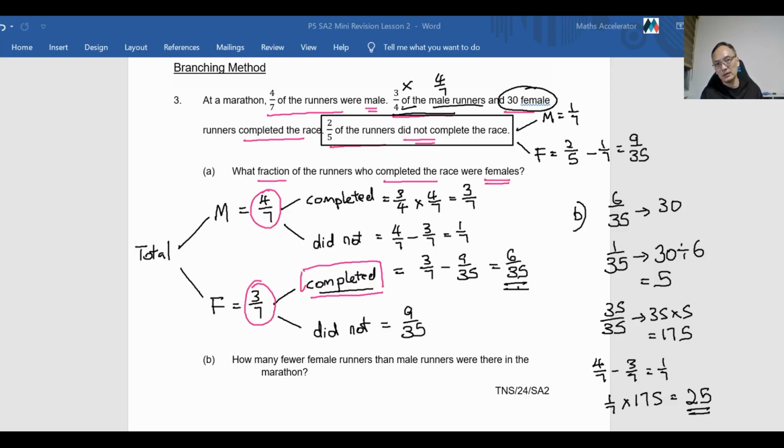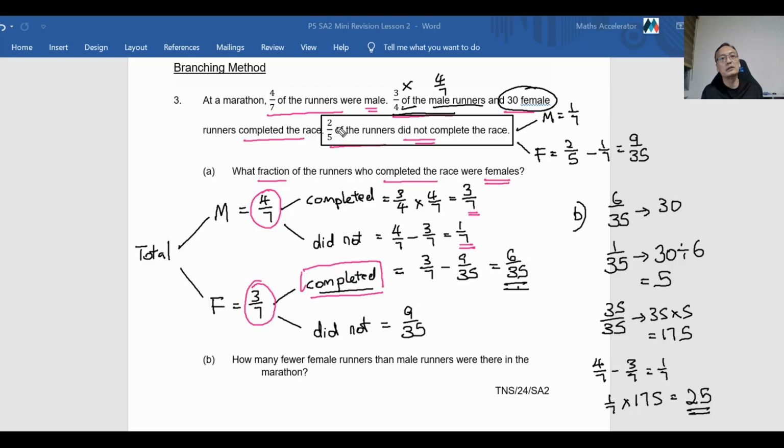So as usual, after highlighting the keywords, we organize the information. But in this case, we did not use a model, we used a branching method, right? The branching method helps us to organize the information for the male and the female runners. 4/7 belongs to the male, female is 3/7. Then we split them up into those that completed and did not complete for both male and female. So we're able to find out the information about the male who has completed and the male who did not complete.